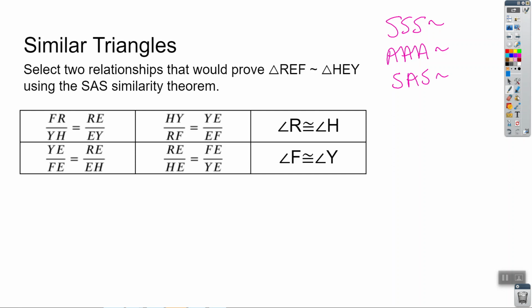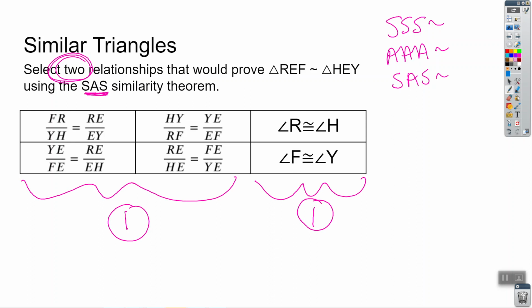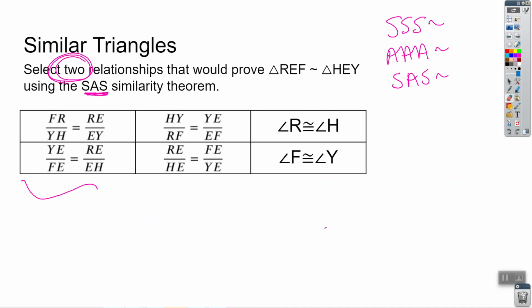Now this problem says, select 2 relationships. You guys got to read the problems here. Select 2 and only 2 relationships that would prove that these 2 triangles are similar using side angle side. I need a mixture. My guess is if I have to pick 2, I'm going to have to pick 1 from here and 1 from here. Those are my 2. So let's look at this again. Let me get rid of this because I don't want extra writing on here.